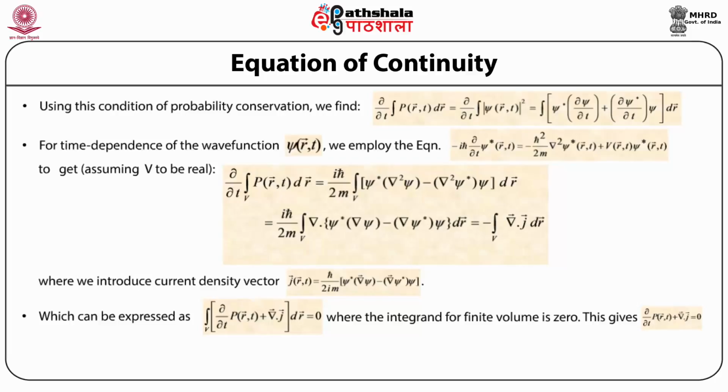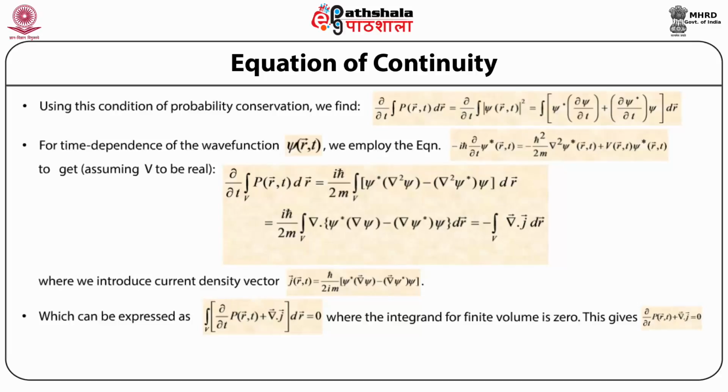is equal to 0. So here, in order for this equation to be valid, we have two possibilities. One, that the volume integral goes to 0, that is the volume integral over dr vector goes to 0, but this will lead to a trivial solution.